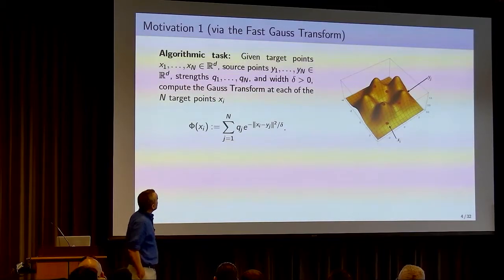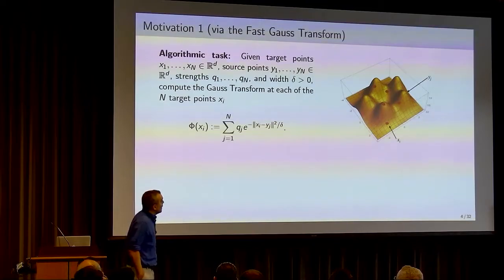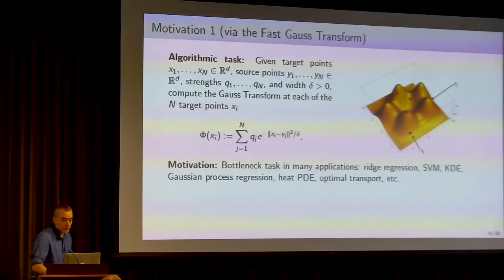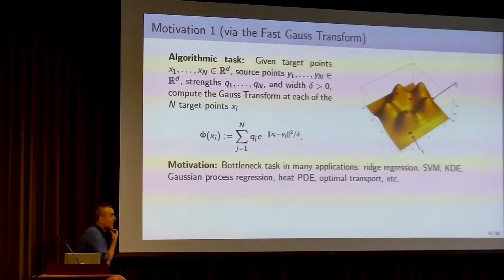So in principle, it's just a simple expression. Writing it more formally, given these target points x1 to xn, and my sources, which represent the points where my Gaussians are centered, y1 to yn, what I'm trying to compute is exactly this Gauss transform at each one of my points x sub i. So in principle, this doesn't seem terribly complicated. You just exactly evaluate this sum. What is the problem? Typically n may be in the order of millions, and you want to compute this in some efficient way. This is really the bottleneck task in many, many applications.